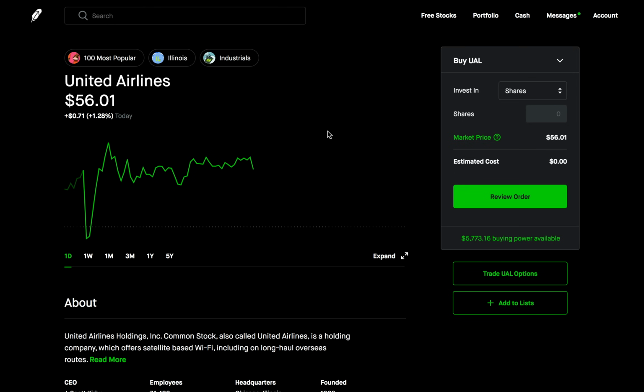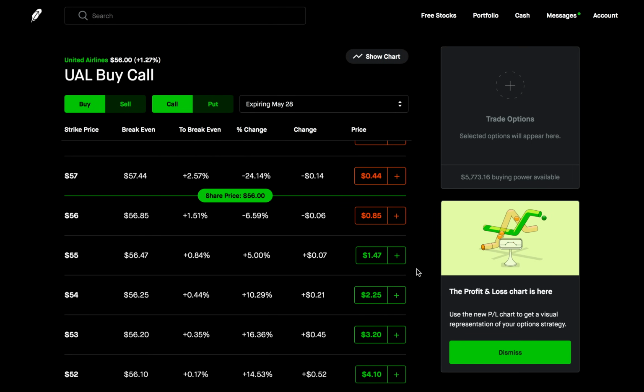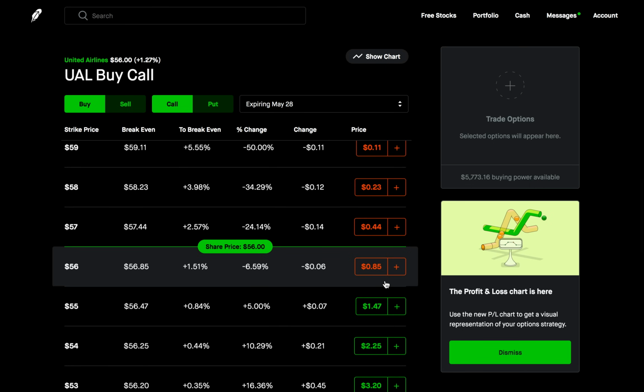So what I'm going to do is go over to the options here for United Airlines. And now that we've found this stock that we think will move substantially in the next week, we can actually set up this strategy. So here's what we're going to do. I think this United Airlines stock will move substantially in the next week. So what I'm first going to start by doing is buy one at the money call option.